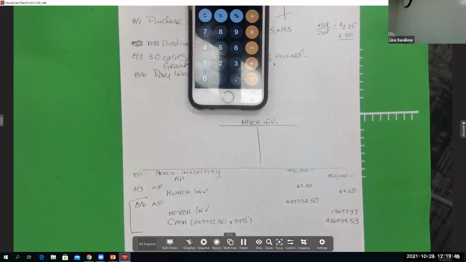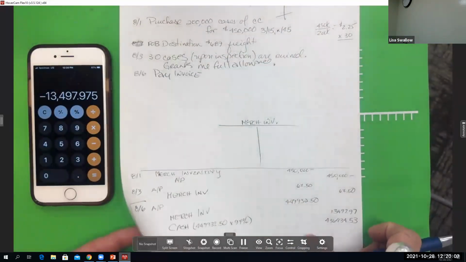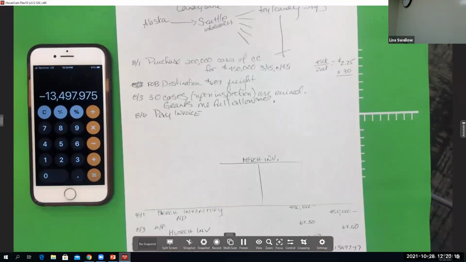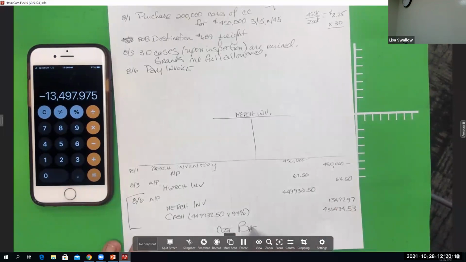Okay, last calculation. How much, and really think about this, how much cost basis do I have in each case of candy canes? Spoiler alert, think about how many cases I actually have. Yeah, well, close. Figure out the cost basis in each. How much cost basis is in each case of candy canes?